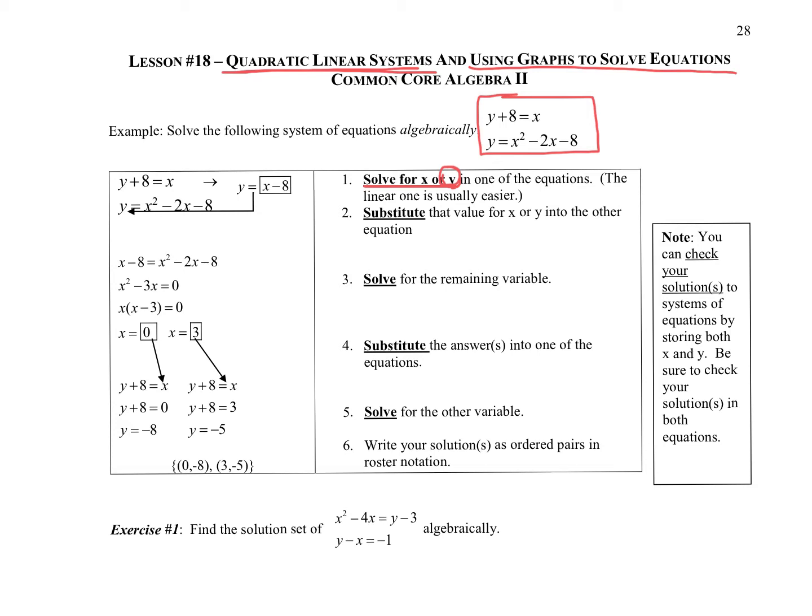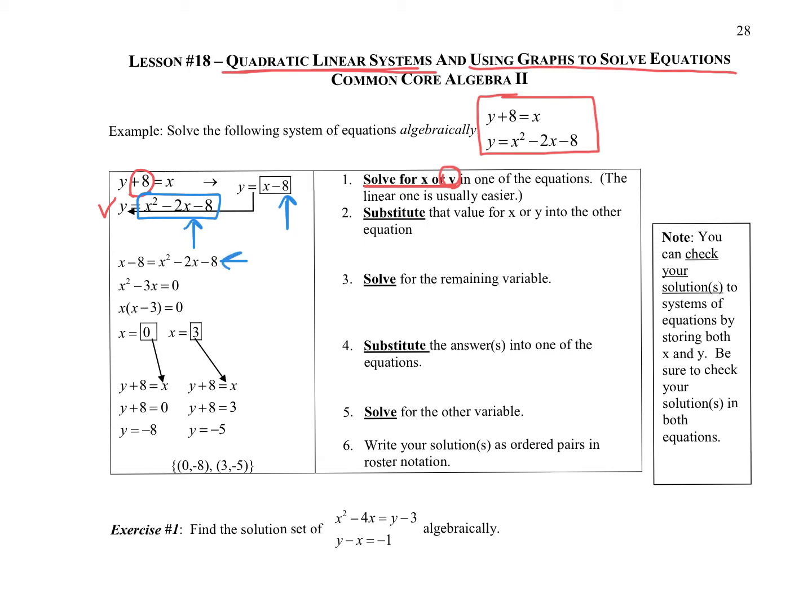Here, my quadratic equation is good. My linear equation, I need to move the 8 to the other side, which gives me y equals x minus 8. From there, I'm going to set the two y equals equal to each other. So we have x minus 8 equals x squared minus 2x minus 8, and we get down to here.